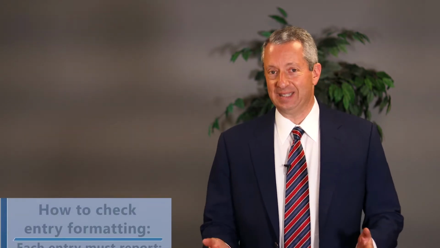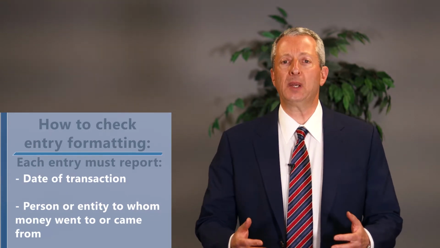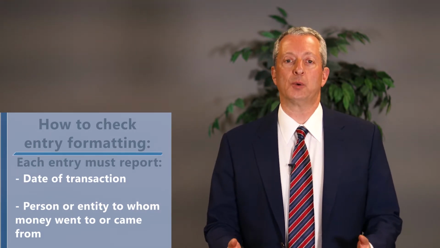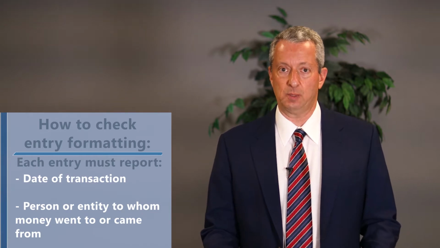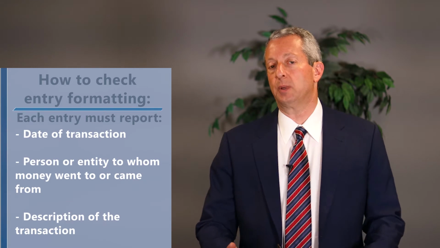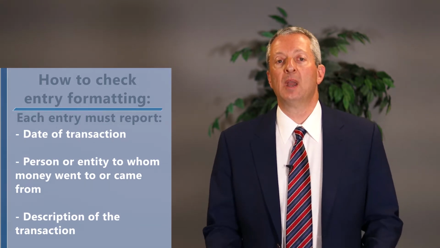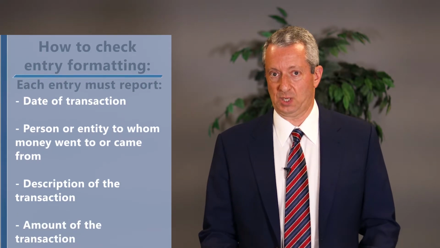The second thing to look at are the actual entries themselves. And what I'm talking about here is actually the format of the entries rather than their substance. You want to make sure that each entry has a date associated with it and a person or entity. In other words, money came in or money went out to someone or something that's identifiable. There should be a description of the transaction itself. So either something is being paid for or there's some reason that money came in. And finally, the amount of the transaction.